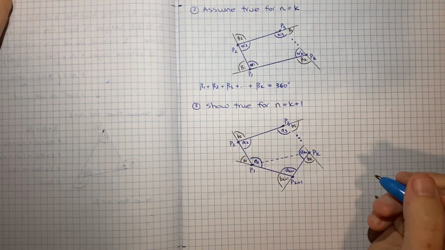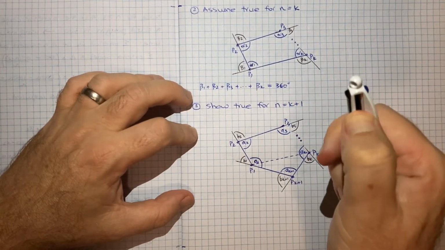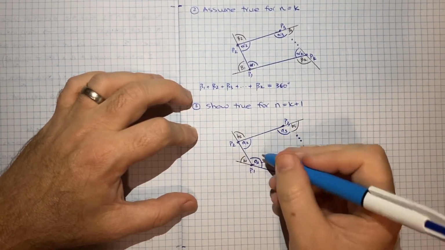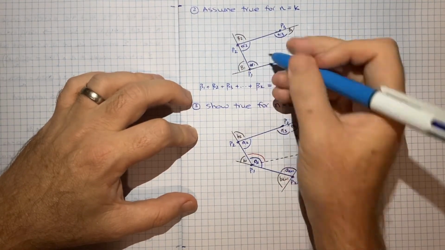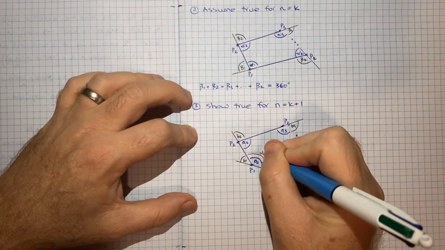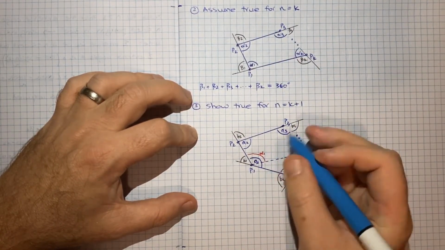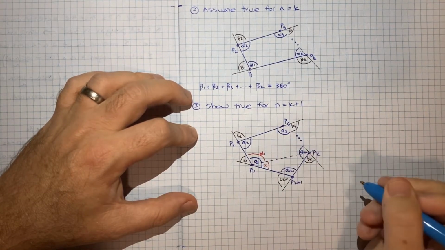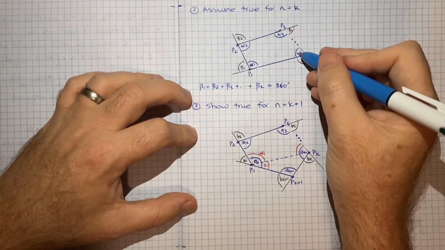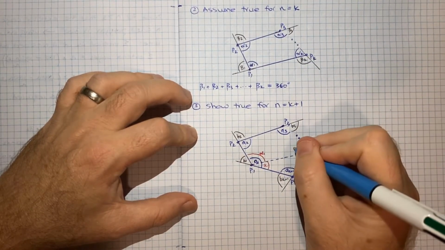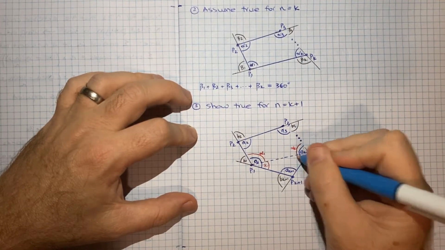And something else worth noting on this diagram that I think will be helpful, I might do it in red, is that this angle here is equivalent to this angle. So this is our alpha 1. That is alpha 1. And I'll call this extra bit here x. And this angle here, when we were dealing with our k-sided polygon, was alpha k. And I'll call this extra bit y.